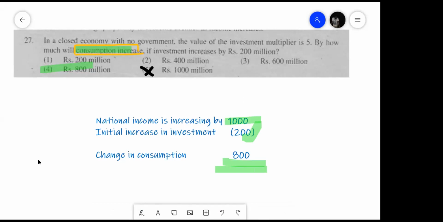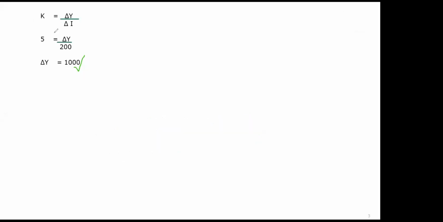Got it? Multiplier process. If they simply have asked you for the change in national income, answer is 1,000. They're not asking you by how much will national income increase. They're asking you by how much will consumption increase. That is why I'm removing that initial investment part. So any question you get like that, be very careful. See, are they asking you for the change in consumption, or are they asking you for change in national income? This change in Y is your national income. So if you want to get the change in consumption, from that you have to minus, because this happened because of an investment increase. You minus the investment increase, you get the remaining as consumption. So answer there is 800. Understood that?